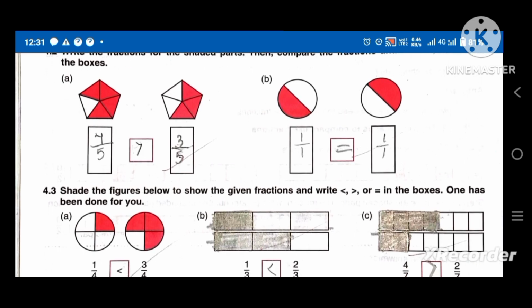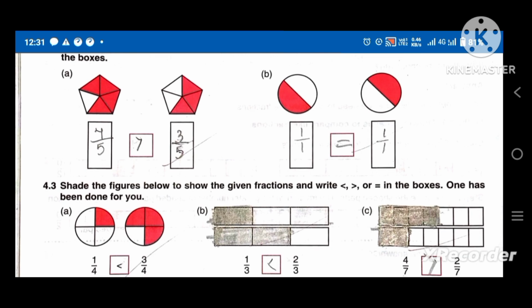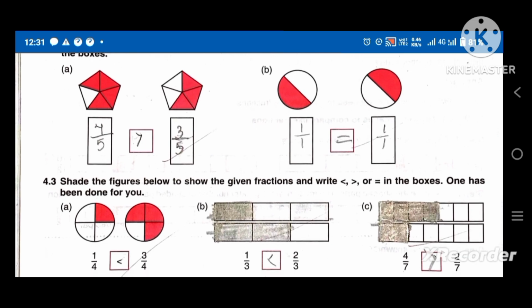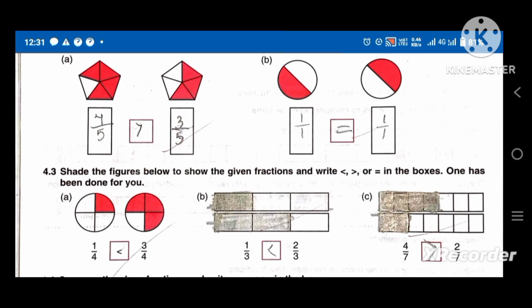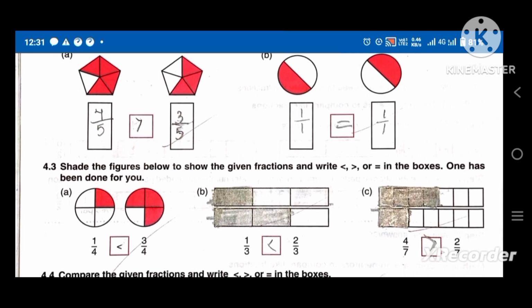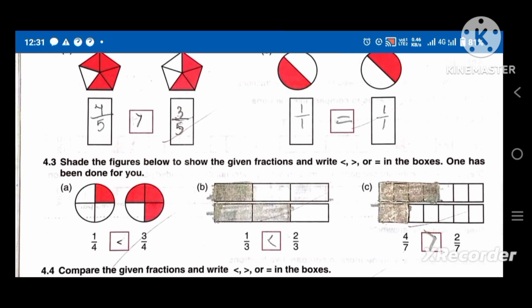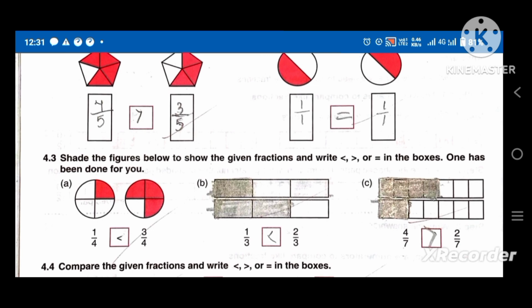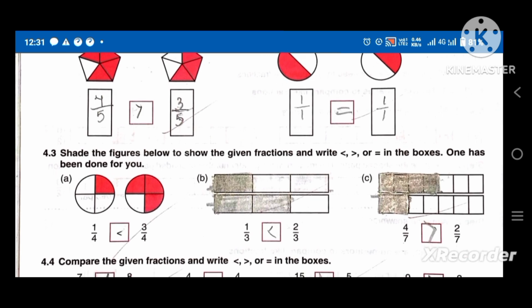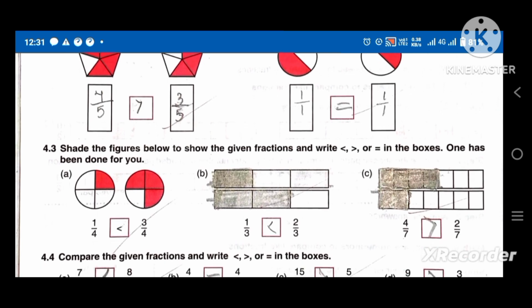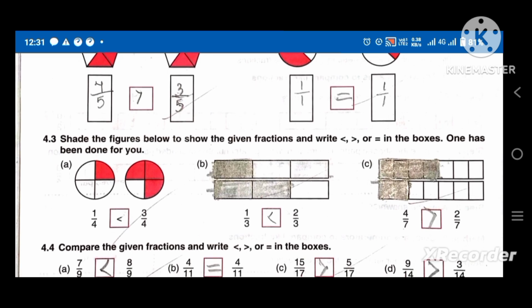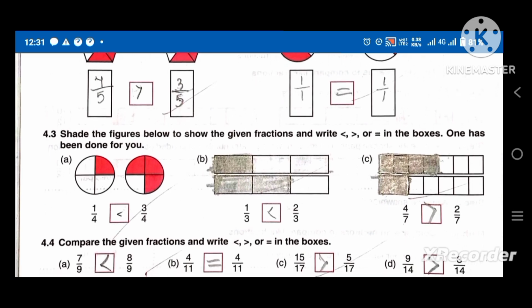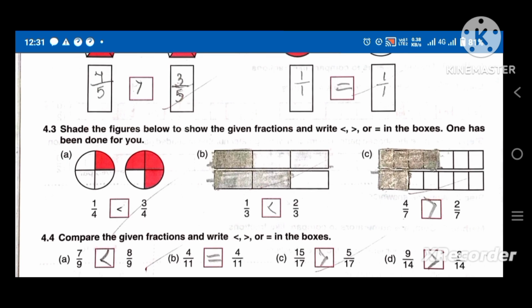In the second picture there are 5 parts. We write 5 in the denominator. 3 parts are shaded, so we write 3 in the numerator, that is 3 by 5. Here 4 by 5 is greater than 3 by 5. In the second question, 1 by 1 is equal to 1 by 1.